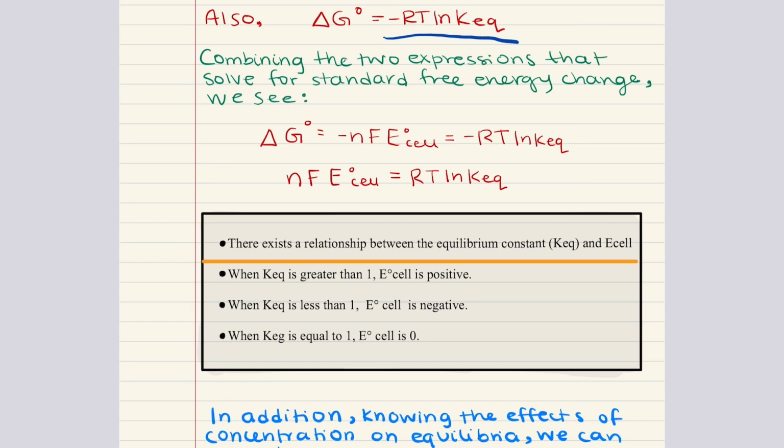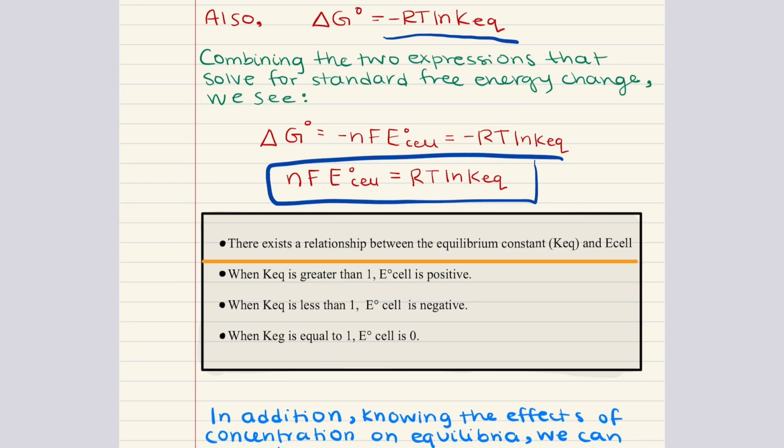So now we have two definitions for the standard free energy change. We can go ahead and set these equal to each other. And when we do, we get the following expression. Now here, this is going to be really important because we can now express a relationship between the cell potential, between the EMF, and between the equilibrium constant.